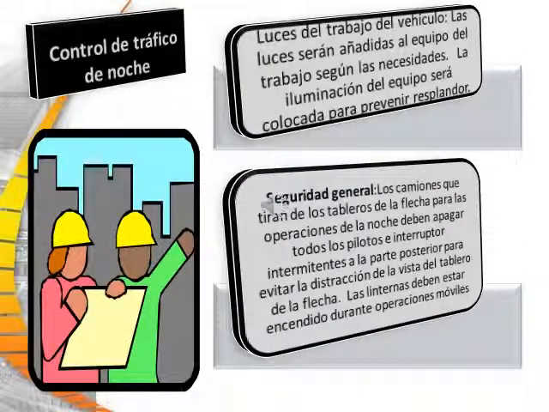Nighttime traffic control general safety calls for trucks pulling arrow signs for nighttime operations to turn off all warning lights and flashers to the rear to prevent distracting the view of the arrow board. Headlights should be on during mobile operations.